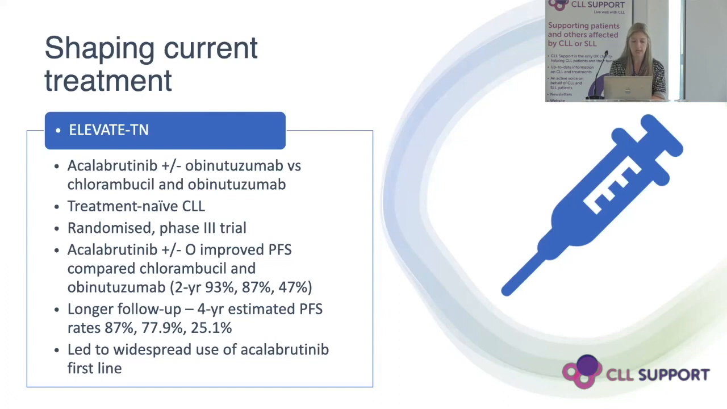Elevate-TN was a trial looking at acalabrutinib with or without obinutuzumab versus chlorambucil obinutuzumab. This was in untreated patients, a phase 3 randomized trial, and showed an improved progression-free survival with acalabrutinib with or without obinutuzumab. And again, that was borne out in longer follow-up. This has led to the widespread use of acalabrutinib first line. So these trials have been pivotal in getting access for our patients to these new drugs.